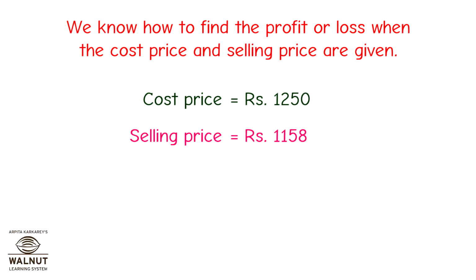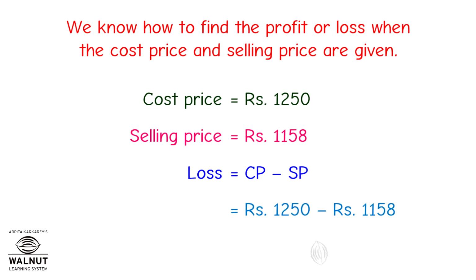Write the formula first. Loss is equal to cost price minus selling price. Substitute the prices and we get rupees 1,250 minus rupees 1,158. That is rupees 92. So, in this case, the loss is equal to rupees 92. This is how we always find the loss.